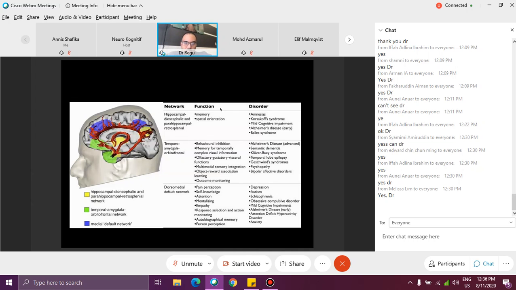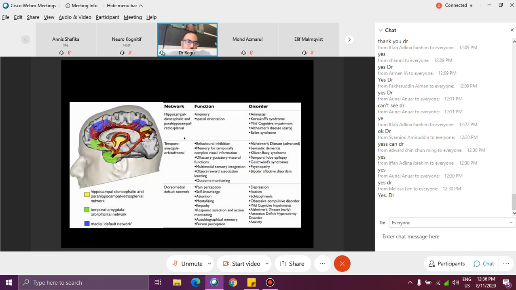So here's a little bit more detail on the brain networks involved, because it's not just the part of the brain, but how they communicate with each other and the role they play. For example, the connection between the hippocampus and the parahippocampal region with the retrosplenial region is involved in memory and spatial orientation. If you have problems here, you have amnesia, cognitive impairment, Alzheimer's, as I mentioned earlier.